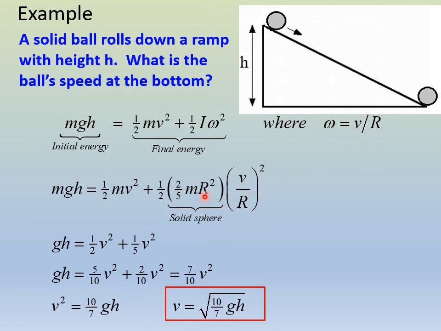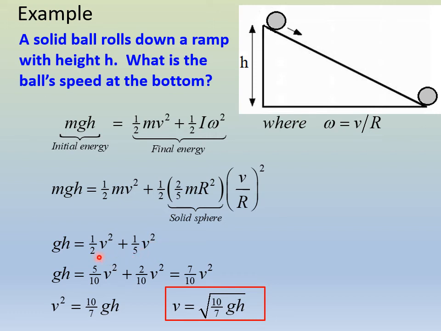So what happens here is this r squared cancels out with this r squared. Remember, this whole thing is squared, so the r's cancel. And also this 2 cancels with that 2. And one more thing, all terms have m, so we can cancel out all the m's. So it comes down to a fairly simplified result here: gh equals 1/2 v squared plus 1/5 v squared. So we can add these two terms together. They're both v squared.